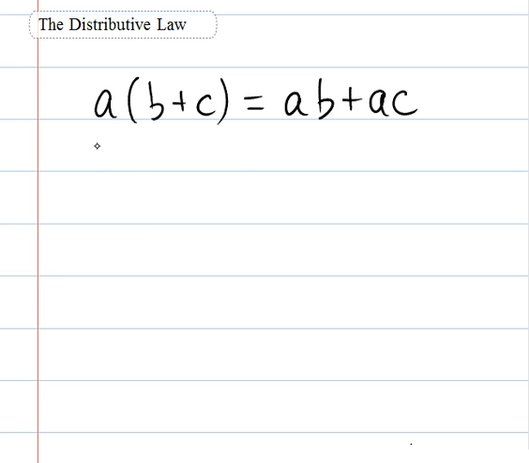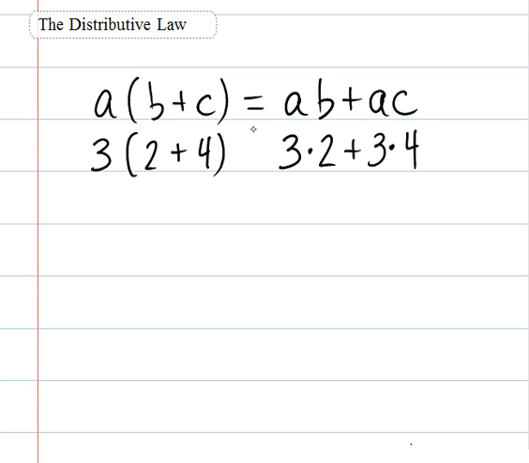So let's take the case where A is 3, for example, B is 2, and C is 4. Okay, and I'll replace the A on the right side with a 3, the B with a 2, the other A with a 3, and the C with a 4. Now let's compute each side to see if these really come out equal. Follow the order of operations.